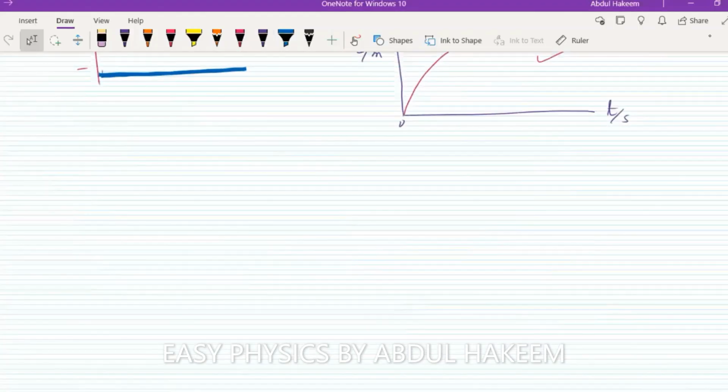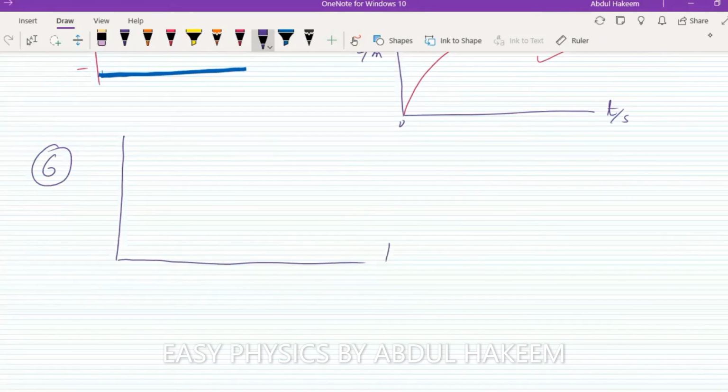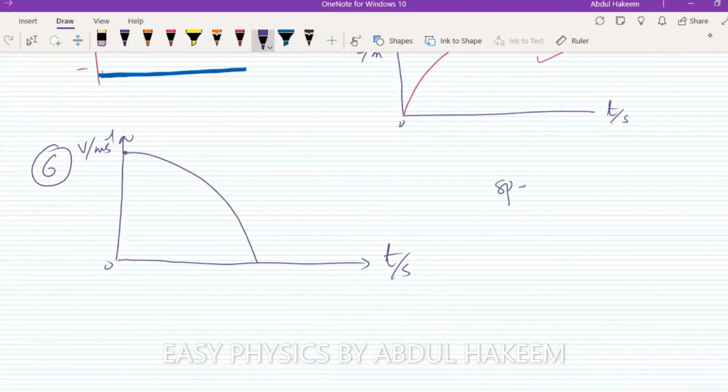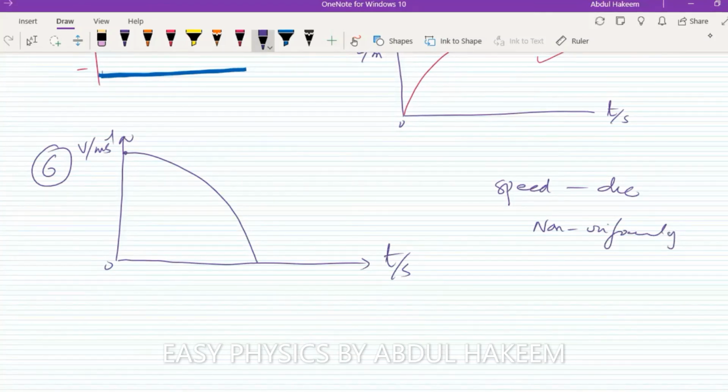Okay, now number 6. Number 6 now. This is a speed against time graph. And if the graph is like this, the speed decreases non-uniformly, meaning retardation is not constant, and the final speed is 0.